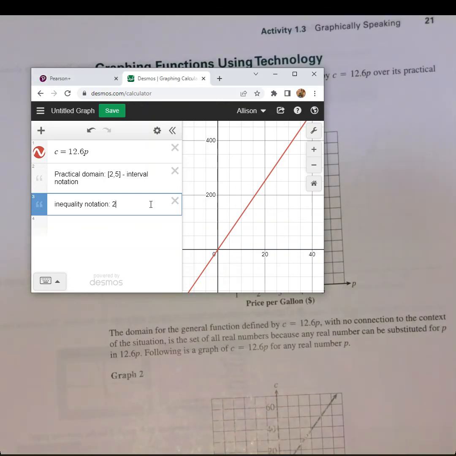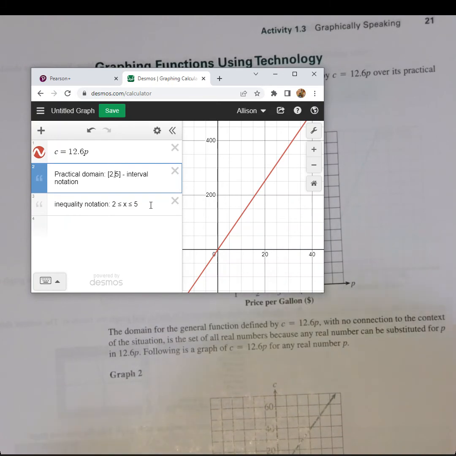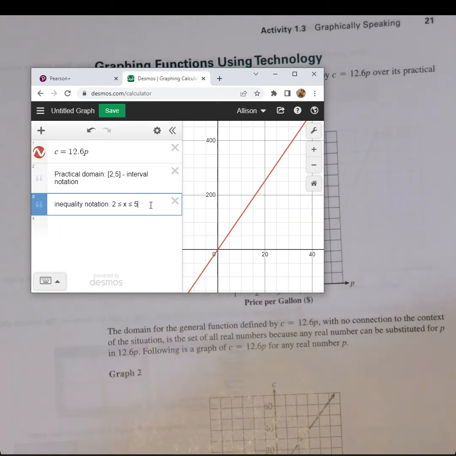Okay, so 2 is less than or equal to x is less than or equal to 5 would be the inequality notation for the same interval. So this practical domain says that 2 is the smallest value and 5 is the largest value. And this is domain, so x is the variable for domain. And so that x value for our domain is in between 2 and 5.